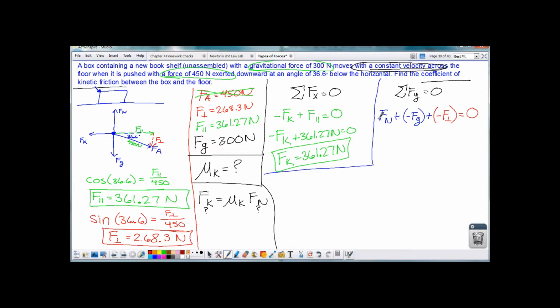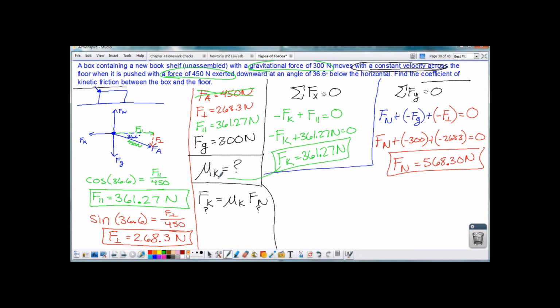So I now have 3 forces in the y direction. So now I'm going to substitute it in and see what I get. Well, I don't know the normal force. I do know the gravitational force, so negative 300, plus I also know the perpendicular component, negative 268.3. And those are all going to add up to 0. So if we go ahead and solve this, I'm going to find the normal force is 568.3 newtons.